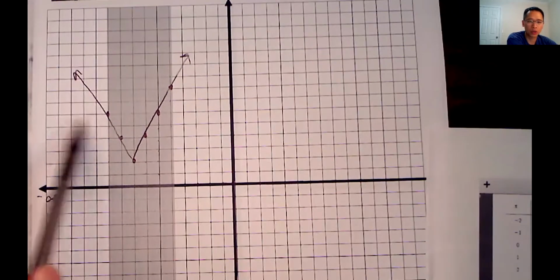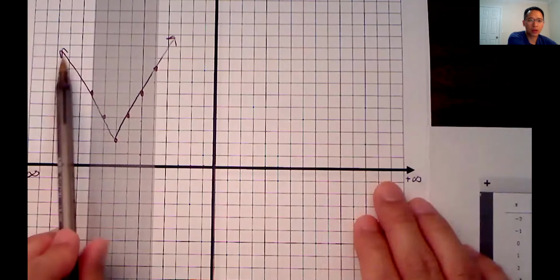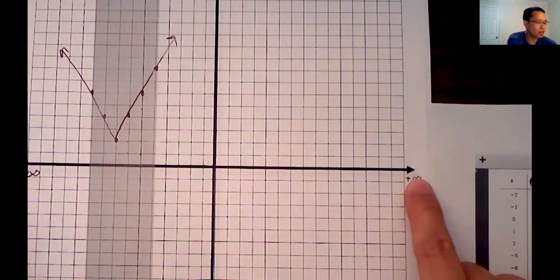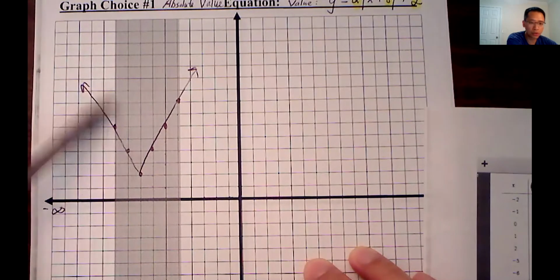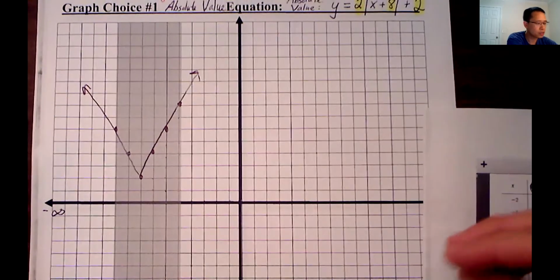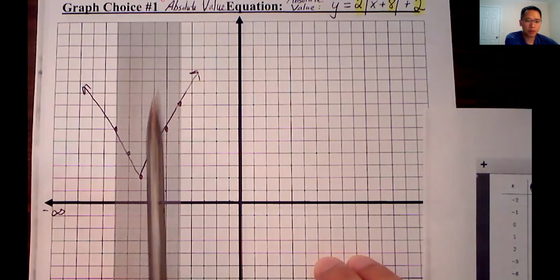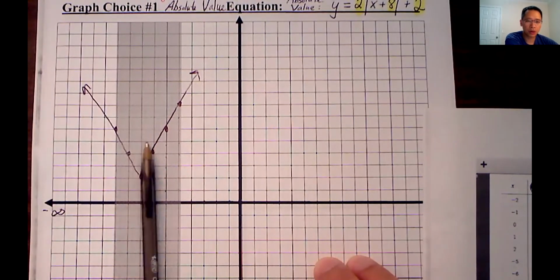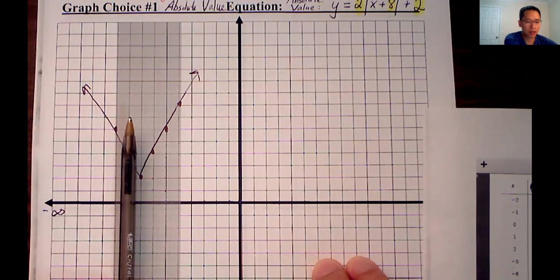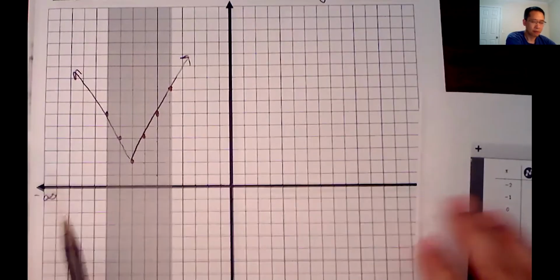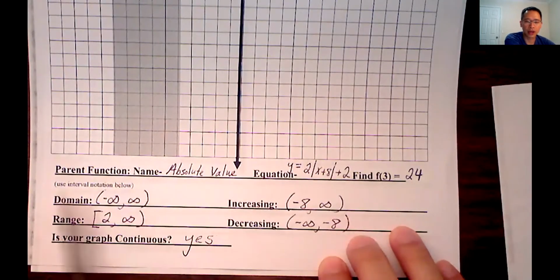We're going to find out what the domain is. We see the domain. This graph is going to extend from negative to positive infinity. The range is the lowest to the highest y value, so we can say from +2 to infinity. The graph is continuous. The graph is increasing from this x value all the way to infinity. And the graph is decreasing from -infinity all the way to -8. Okay. And so those are the kind of information that you're going to have to fill out based off the graph that you see.